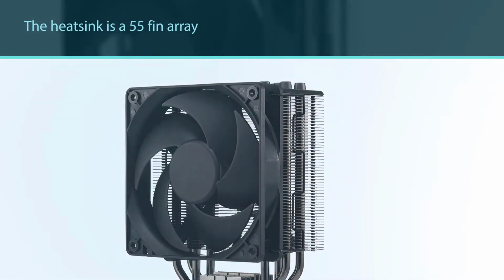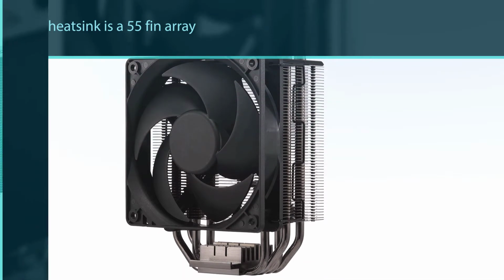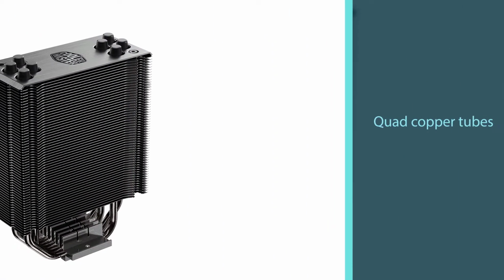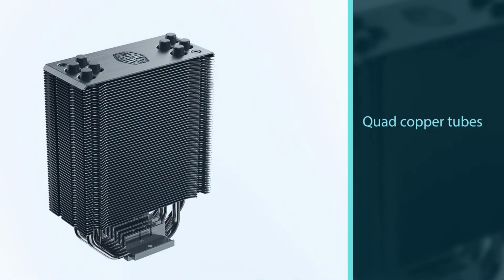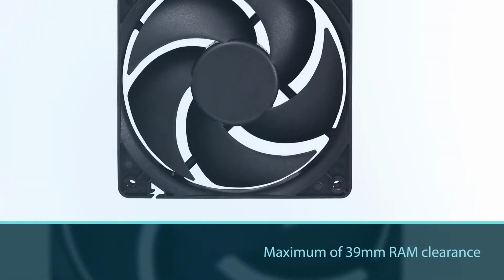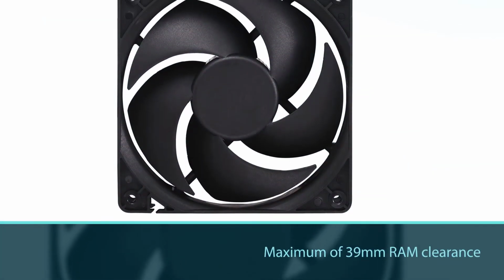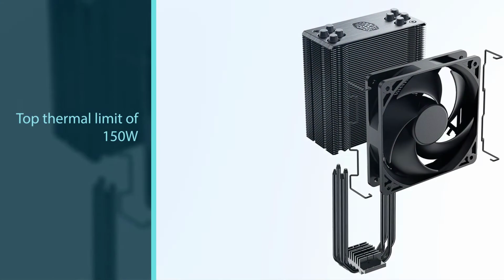The heatsink is a 55-fin array with quad copper tubes to transmit heat from the CPU to the fins. A maximum of 39 mm RAM clearance is allowed even with a single fan, so say goodbye to taller RAM modules. Cooler Master presents its best CPU air cooler that comes with a top thermal limit of 150W.